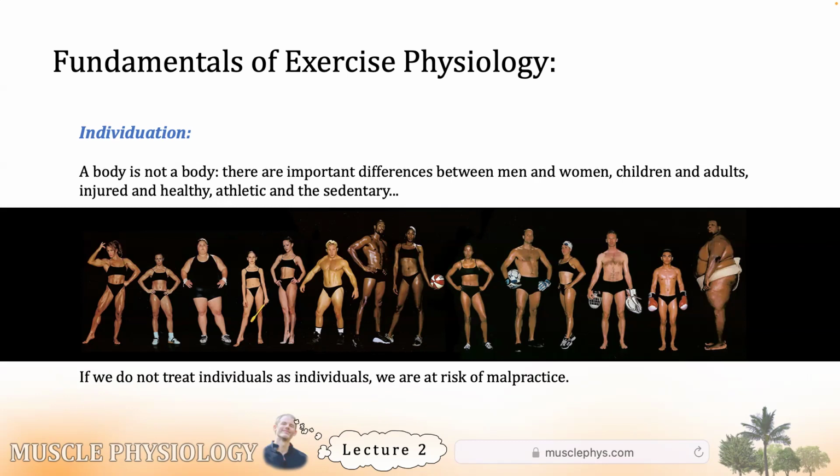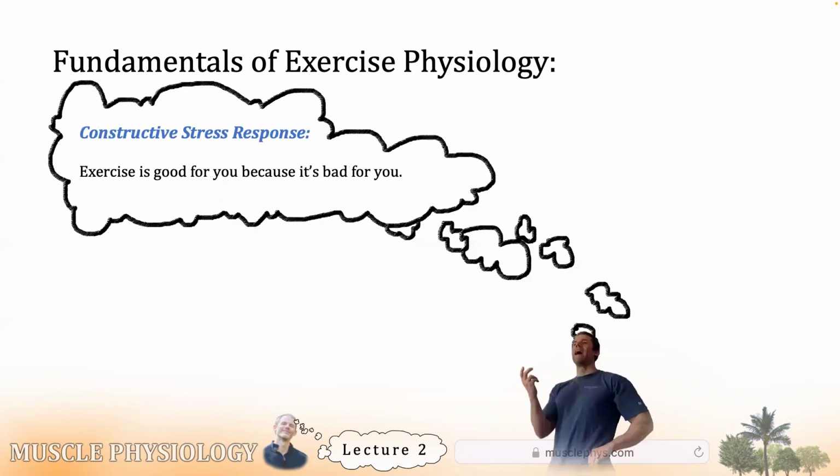The point of this is that the differences between one body and the next are vast, and treating everyone the same is at least inappropriate, if not outright negligent. So we have to look at each individual as an individual, or we risk malpractice in the types of interventions we might suggest.